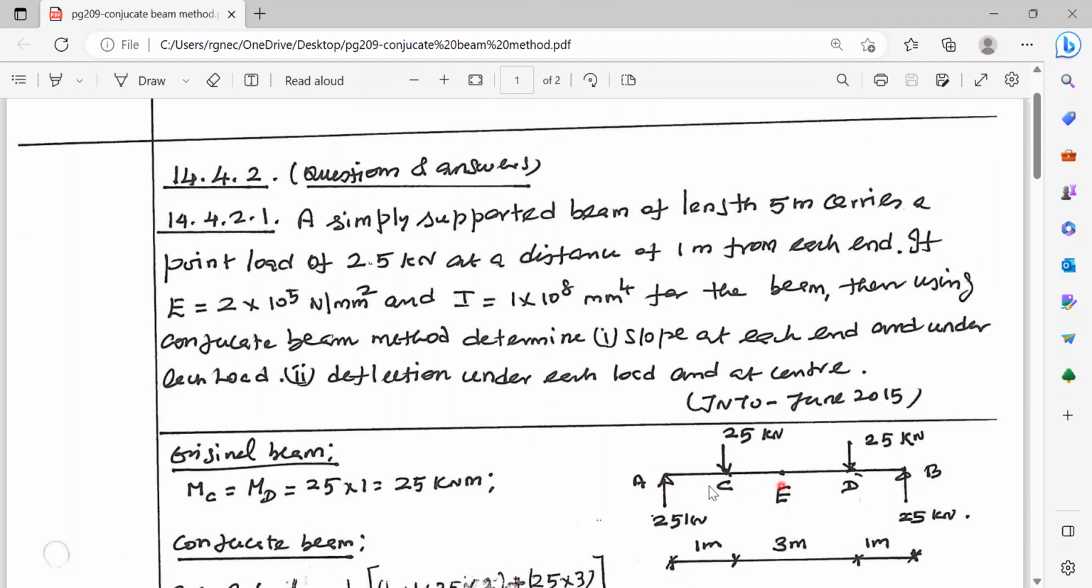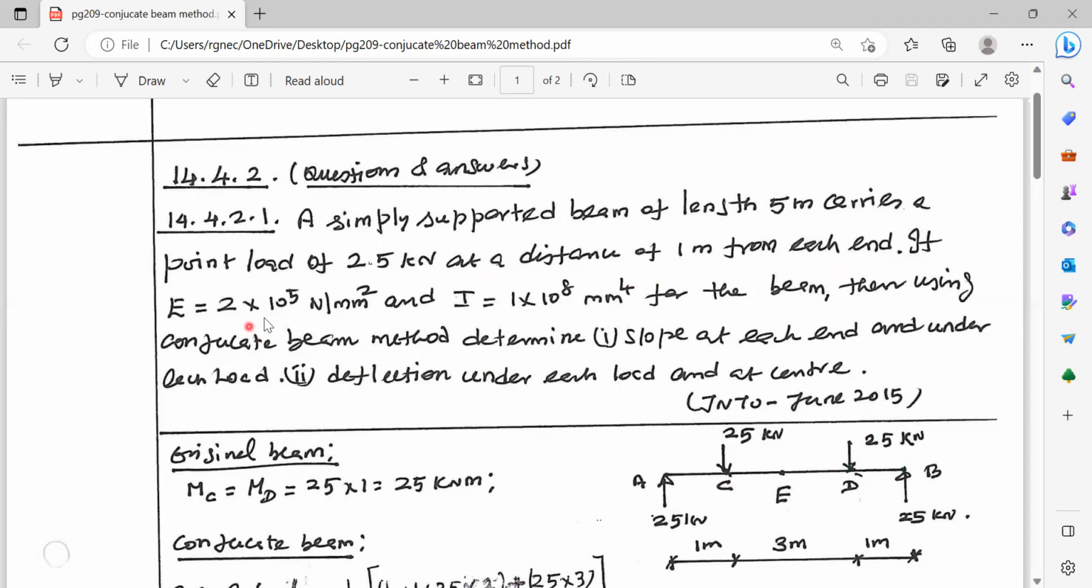AB is the simply supported beam. Total span is 5 meters. At a distance of 1 meter from A, there is a point load of 25 kilonewton, and there is another point load of 25 kilonewton at 1 meter from point B. There are 2 point loads of 25 kilonewton at a distance of 1 meter from each end.